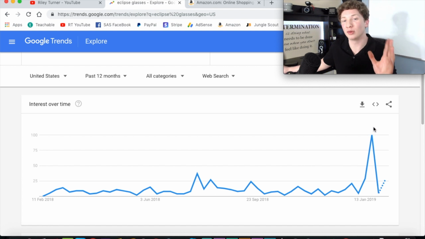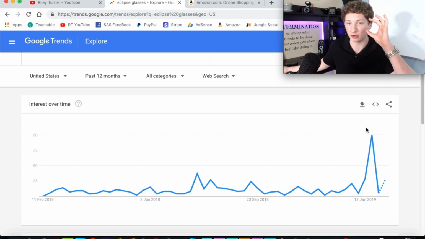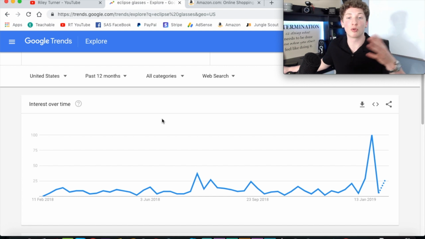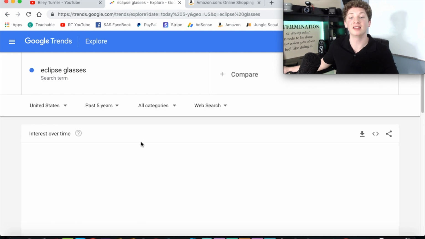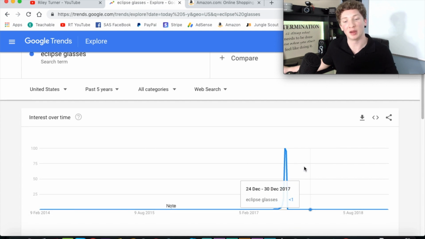So if there's a few little eclipses throughout the year, you might get a little bit of sales, but the big solar eclipse where you actually had to have these on for your safety, that is when it sold really well. So like I said, this happened more than a year ago, so we're only on a year scale right now. We're going to need to go back about 5 years and see if we see the massive peak from when I sold. And there you go, right there.